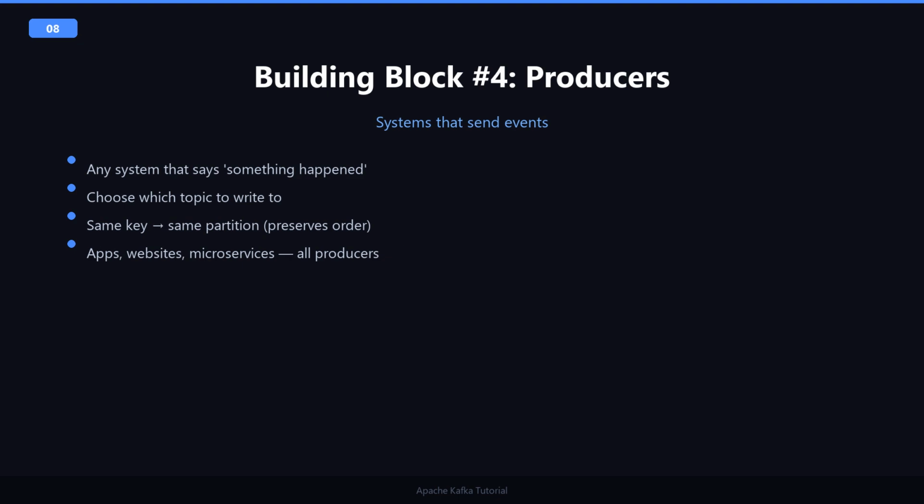Number 4, producers. A producer is anything that sends events to Kafka. Your mobile app, your website, your payment service, any system that says, hey, something happened, is a producer. Producers decide which topic to send a message to. And if the message has a key, like a customer ID, Kafka guarantees that all messages with the same key always go to the same partition. This is how you keep related events together and in order.